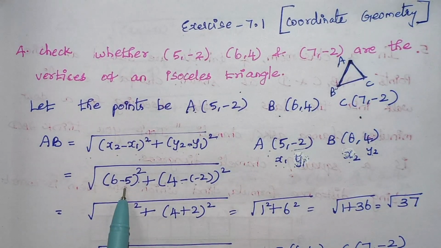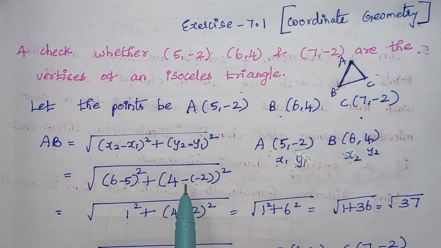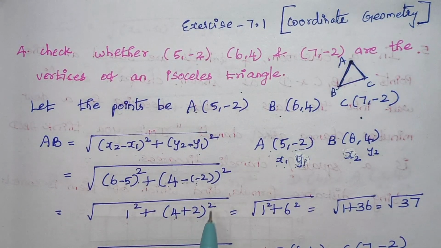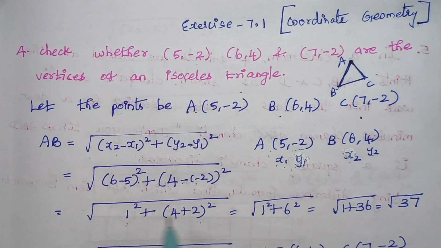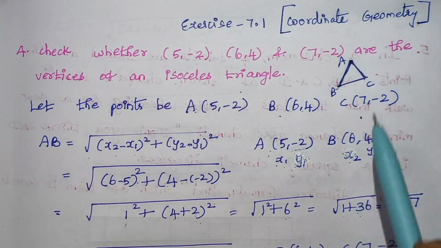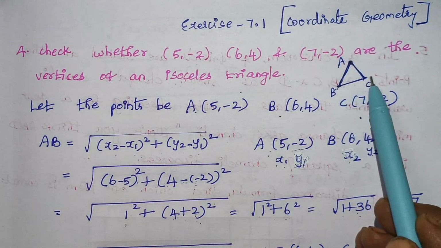So what is 6 minus 5? It is 1. And here minus of minus becomes plus. So 4 plus 2 the whole square. Therefore, square root of 1 plus what is 4 plus 2? It is 6. So 1 square plus 6 square, which is nothing but 1 square is 1 and 6 square is 36. So 1 plus 36 gives you square root of 37. Right. The next thing is we have to find the distance BC.